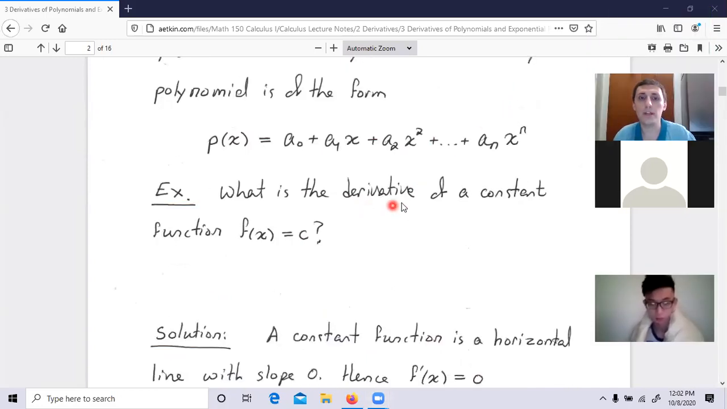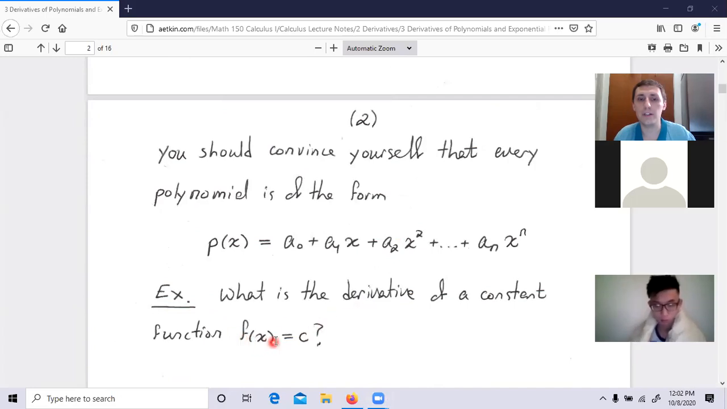So what is the derivative of the function f of x equal to c? In other words, it's a constant function. What's the derivative of that? Muhammad says 0. Now, why is it 0, guys? Without any calculations, how do you know this is 0?